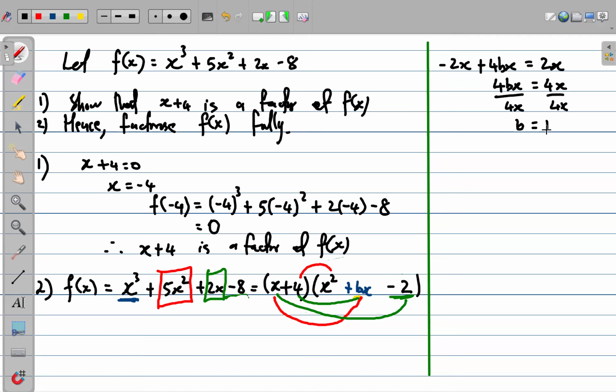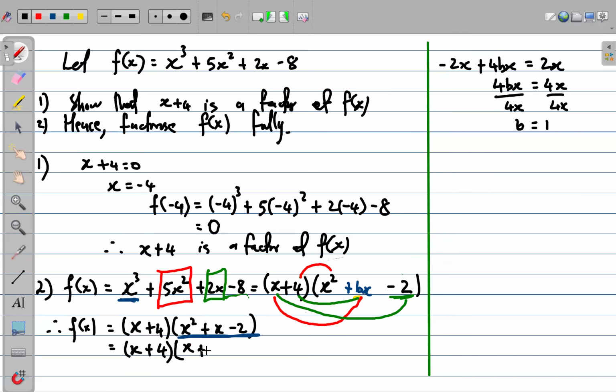What does this mean? It means you have then managed to factorize, at least at this stage, f of x. And we can write f of x as x plus 4 into x squared plus 1x, which is just x, minus 2. And then, as I always say, I encourage you to check whether this can be factorized further. If you cannot factorize it, you are welcome by all means to use the quadratic formula and find what the roots or rather the factors are.